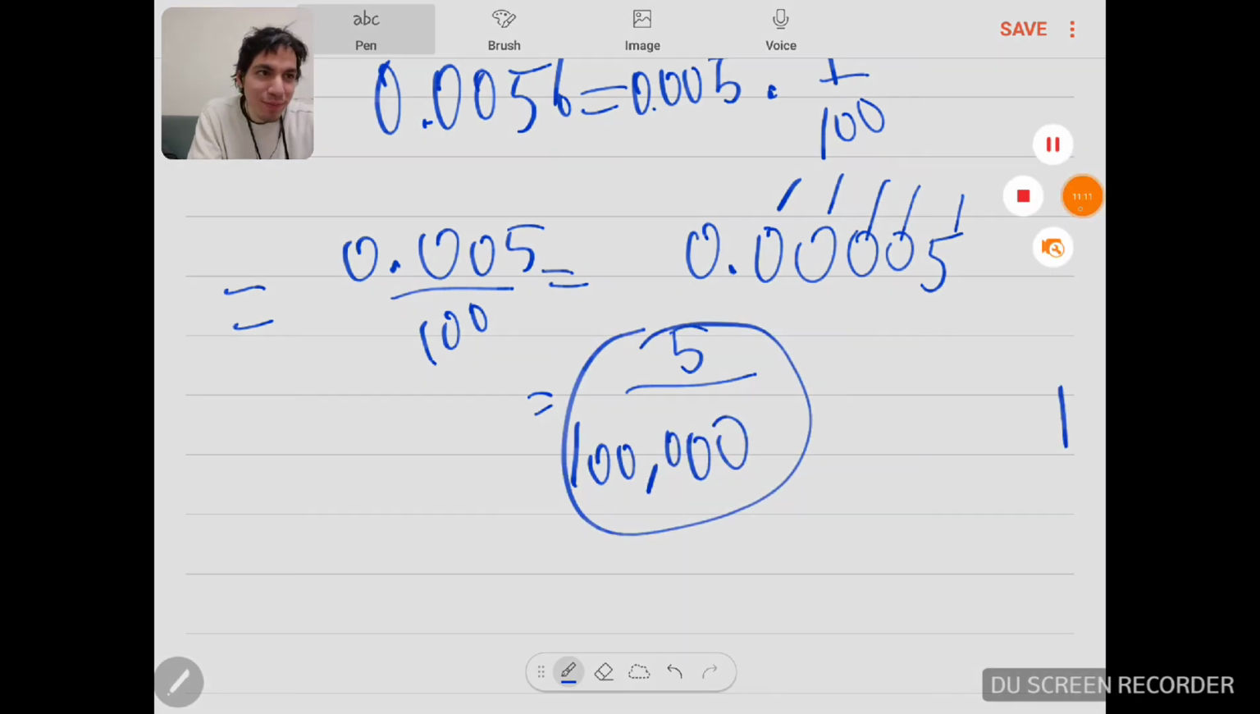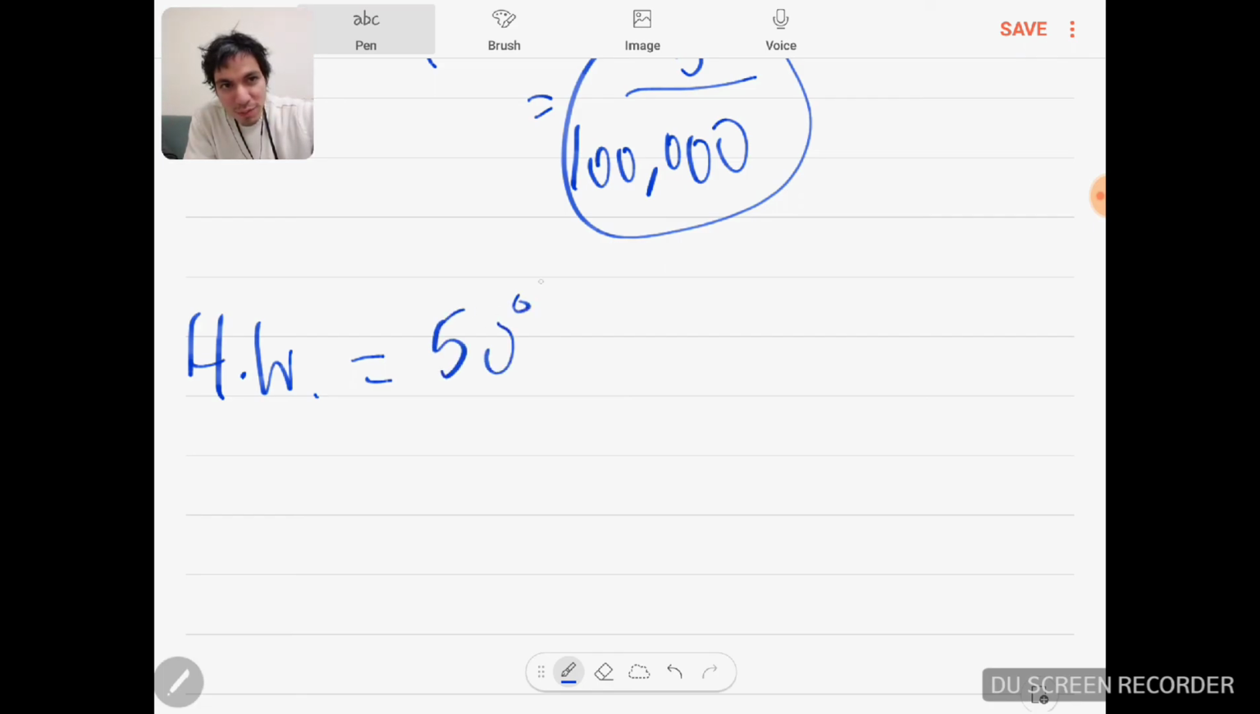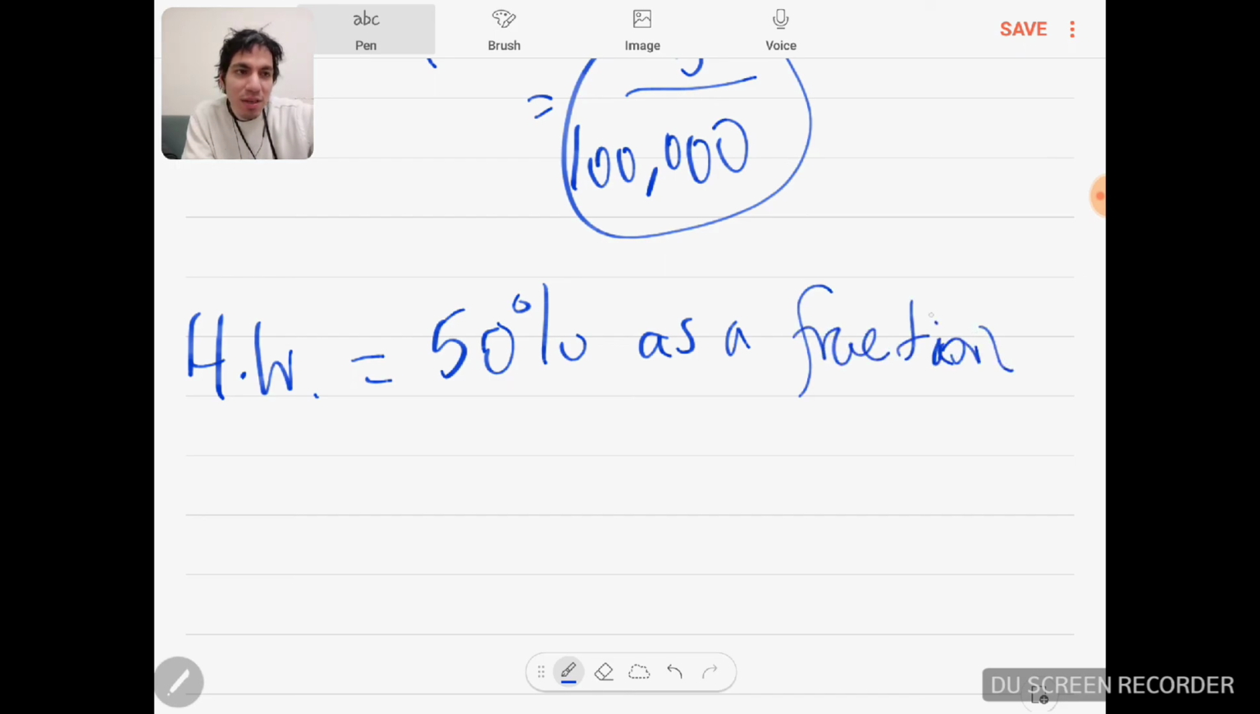Now for homework. Sorry, I kind of went on a tangent there. For homework, I'll just give you a nice, easy one. Nothing too crazy. Write 50% as a fraction. Something easy.